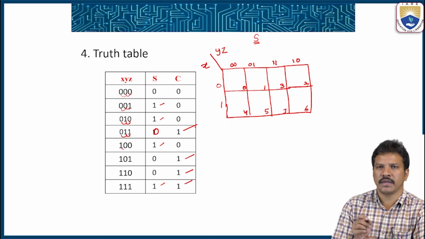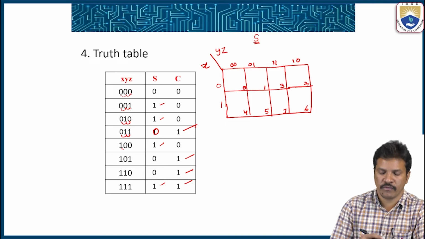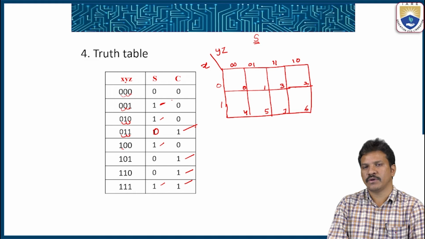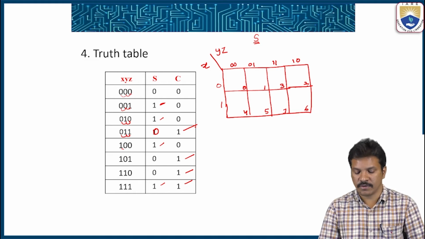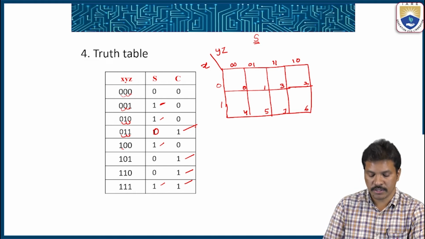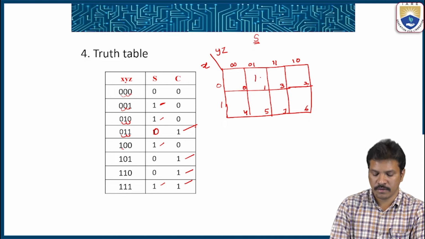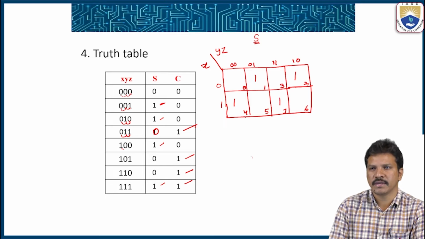What are the corresponding outputs? Logic 1. What is the output column? S. Those logic 1s are placed in the corresponding minterms. 0, 0, 1, place 1. Logic 1. 0, 1, 0, place 1 in the 2. And 1, 0, 0, 4. And 7.